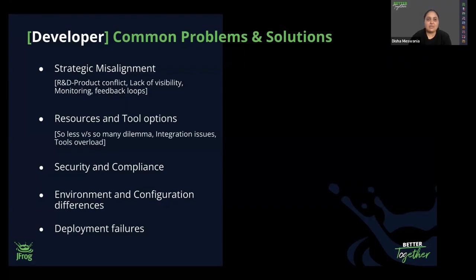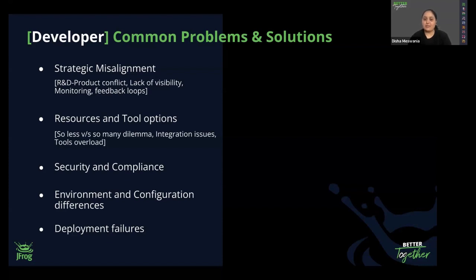So from a developer's perspective, I've developed something. Ideally, it should work in every environment. And because there are some differences in the kind of environments we have created, staging is slightly different than what the pre-prod is, and that is slightly different than what the production is. My code doesn't work everywhere, right? So this is another problem. And finally, deployment failures. My code works in my environment, but it doesn't in the final environment that it is supposed to work with, right? So these are the common problems.